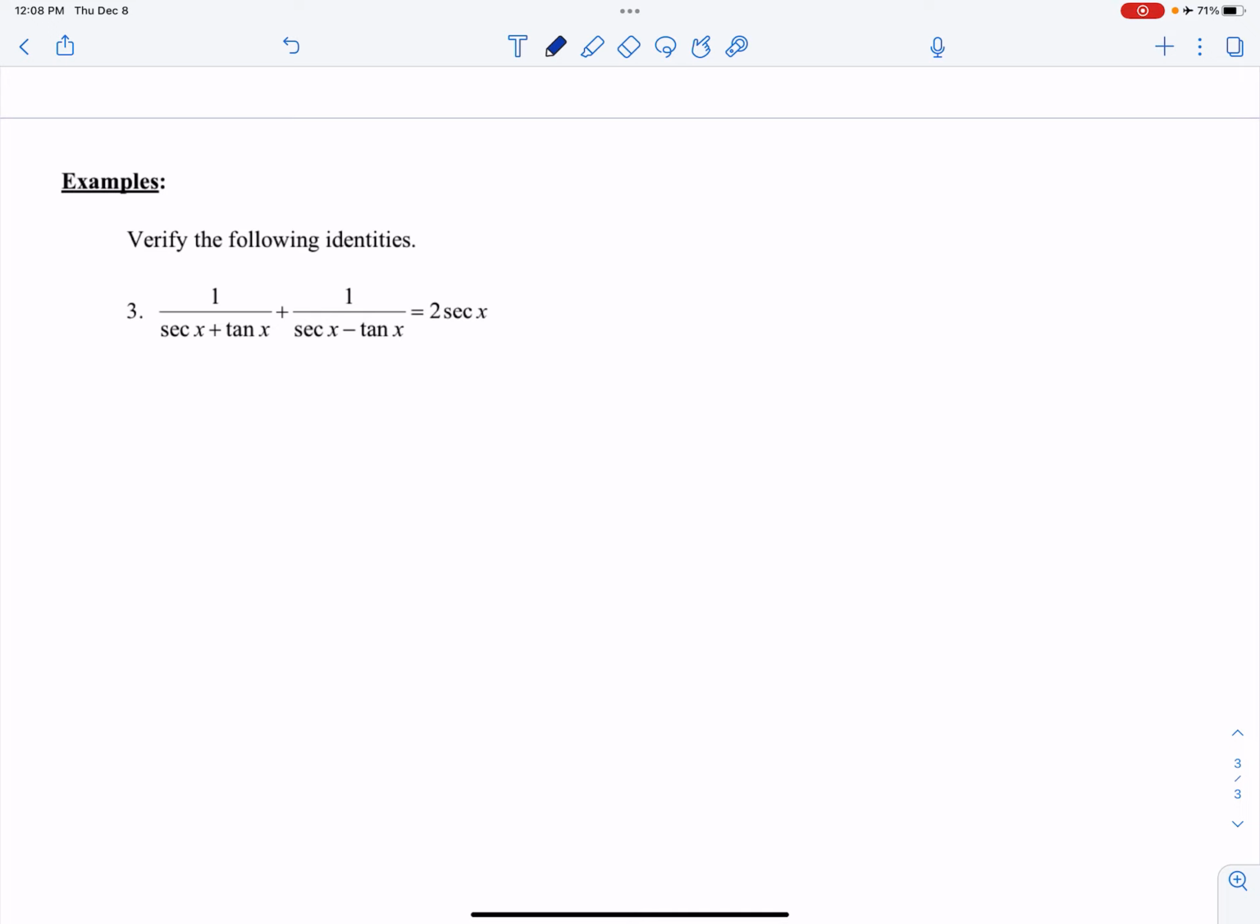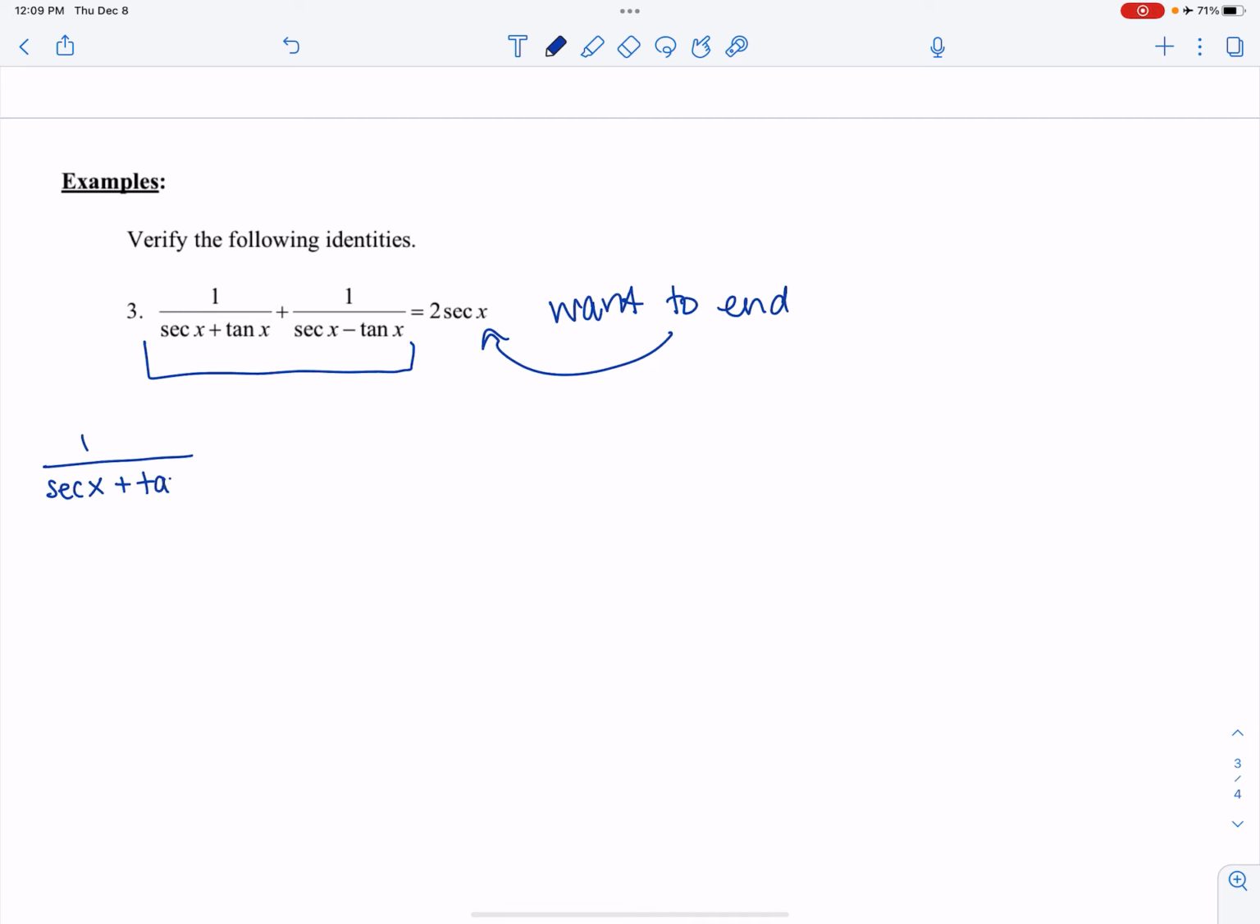So the first thing I'm going to do is start on this side, and I want to end with this side. So that's my goal. So I have 1 over secant x plus tangent x plus 1 over secant x minus tangent x. And what I'm going to do is get a common denominator like I did in the last example.